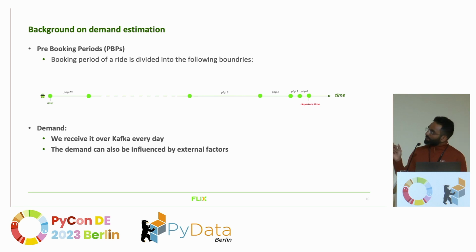As you can see, close to departure you have very fine intervals, but when you are far away from the departure, you have really huge intervals. This is because, as I said, a lot of demand change happens as you go close to the departure. And we receive this information over Kafka every day. It's generated by machine learning models from another team. Also, there might be cases when there was an unpredicted event which our machine learning model was not aware of, and there is a possibility to externally influence this demand. In that case, we also receive this immediately.